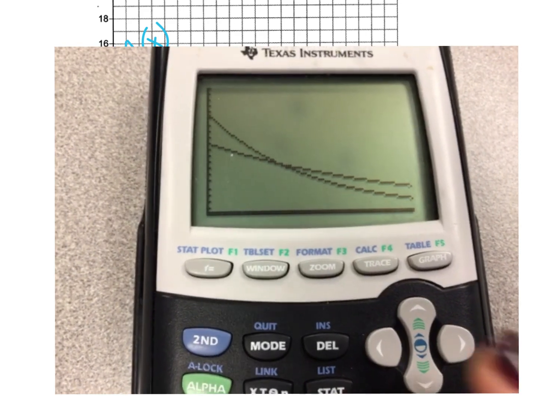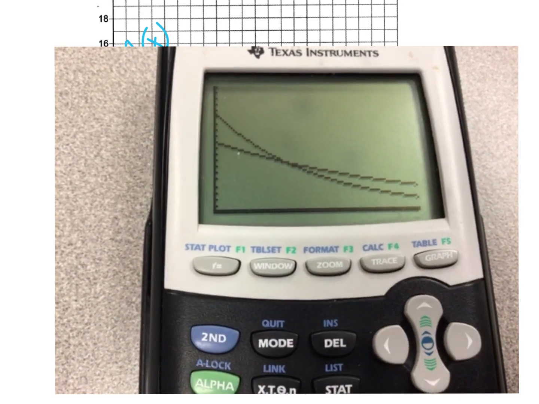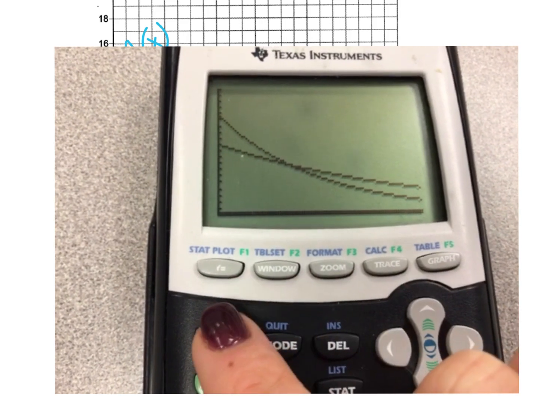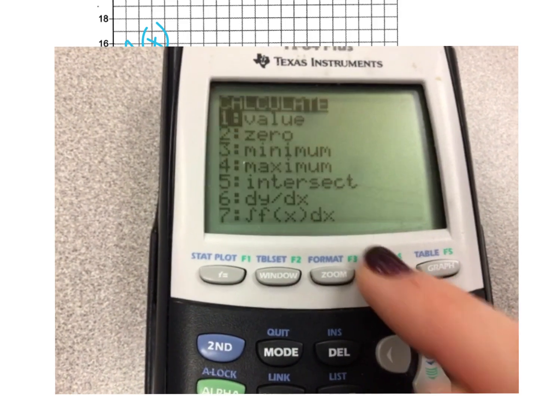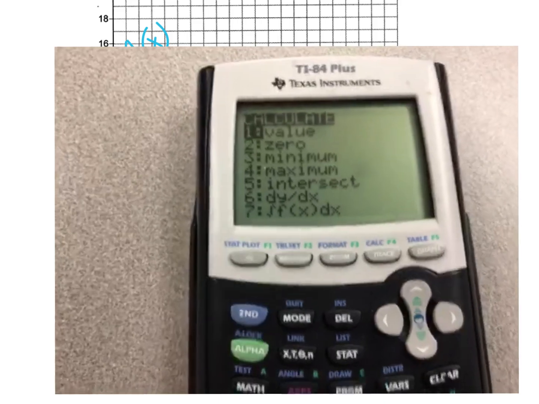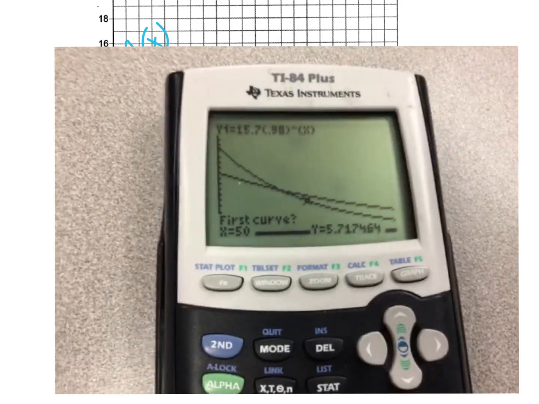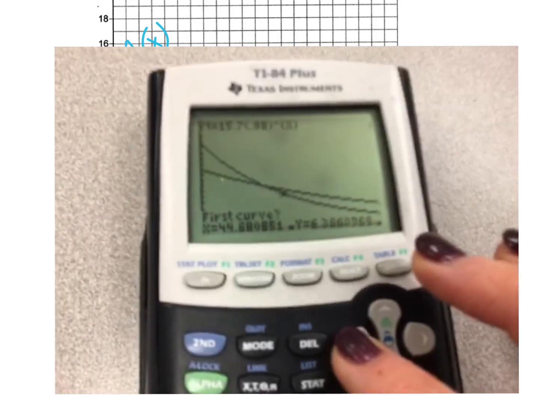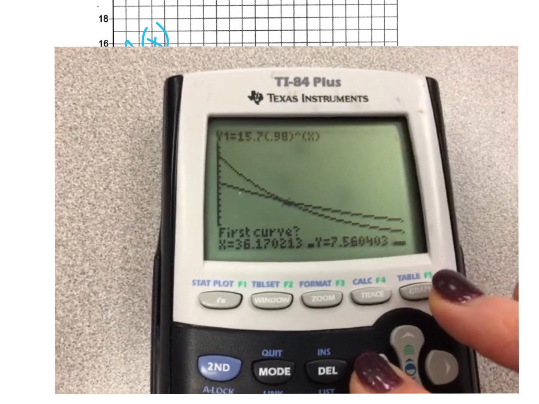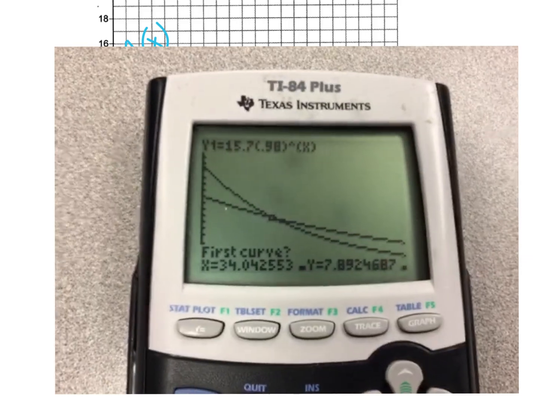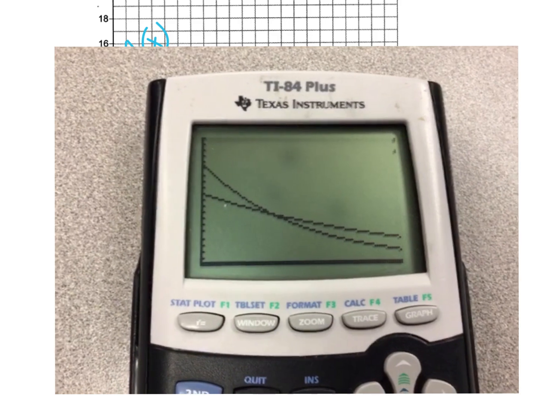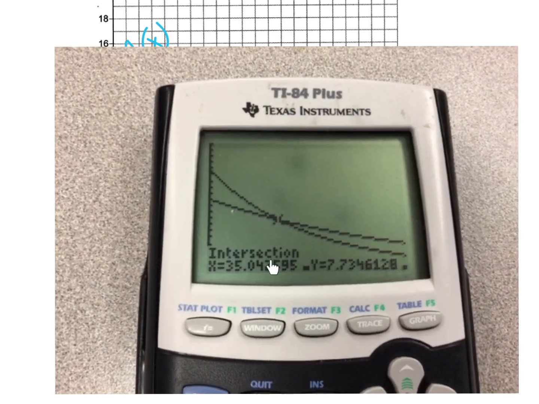Okay, so I'm going back to my graphs, and now I'm going to hit, if we want to know when one function equals another, we're looking for the intersect. So second, trace, and then choice 5. Okay, so we're going to move the cursor near the point of intersection. And remember, we just hit enter 3 times. You hit it until it actually says the word intersection down here.